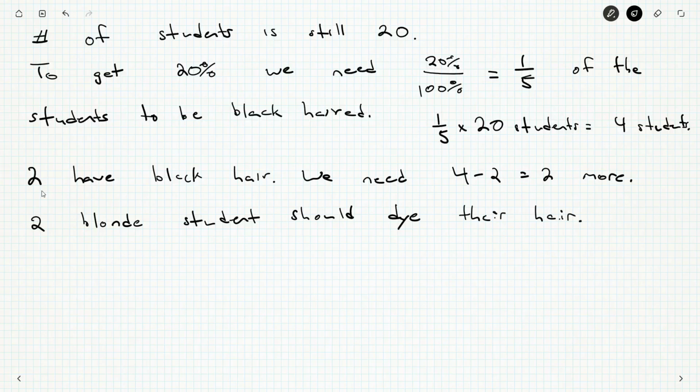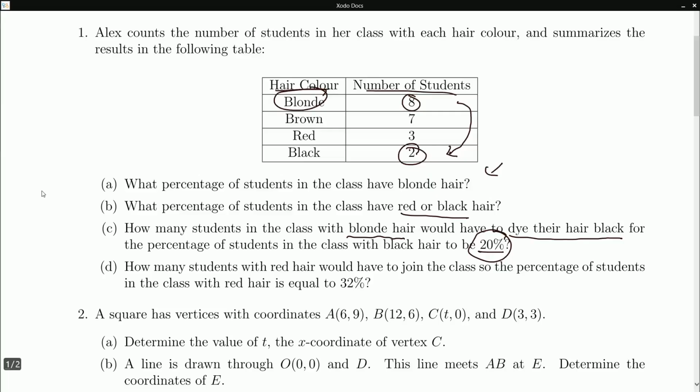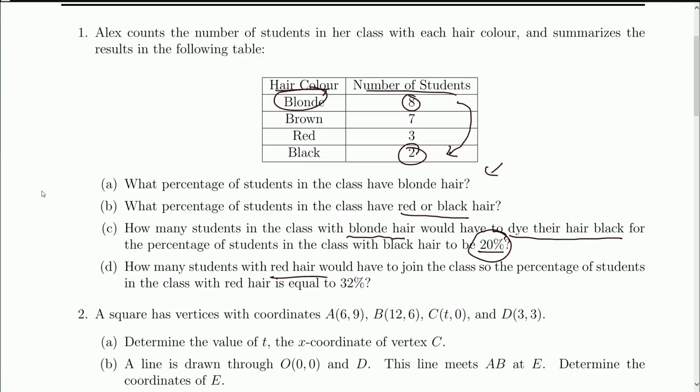There we go. And now we've got part D left to worry about. How many students with red hair would have to join the class so the percent of students in the class with red hair is equal to 32%? All right, this is a little different because now we have a class of 20 students, but we're adding more students, and we're asked how many students with red hair would have to join the class. Let's give a name to that.